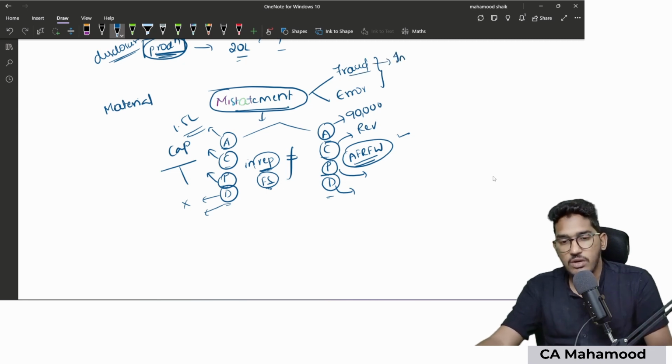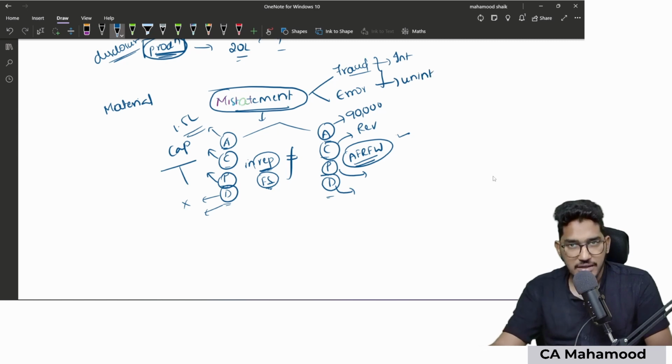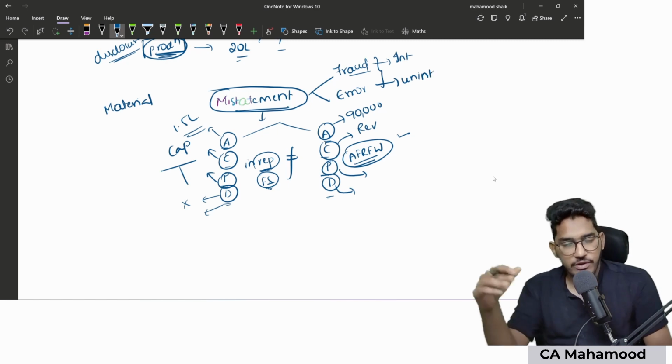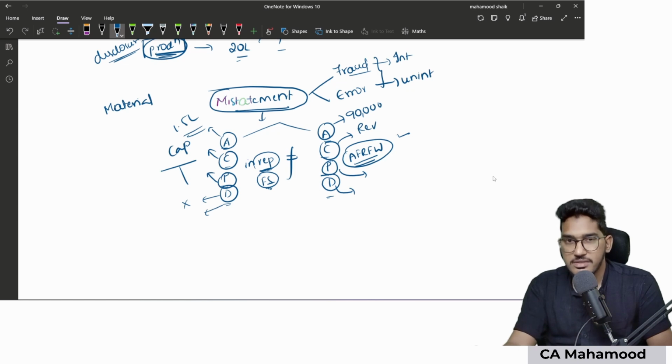Fraud is something which is always intentional. Error is something which is unintentional. That's the underlying difference between the two. And now if we come back to the objective, they are not just saying misstatement, they are saying material misstatement.